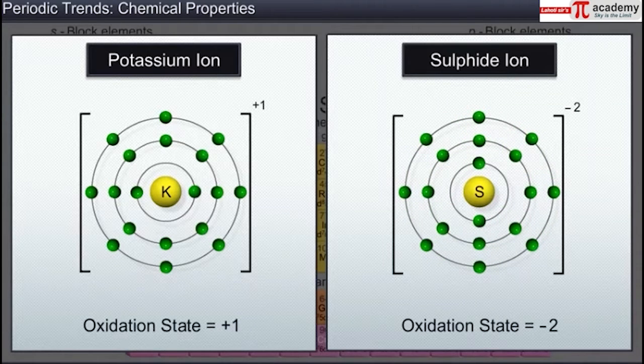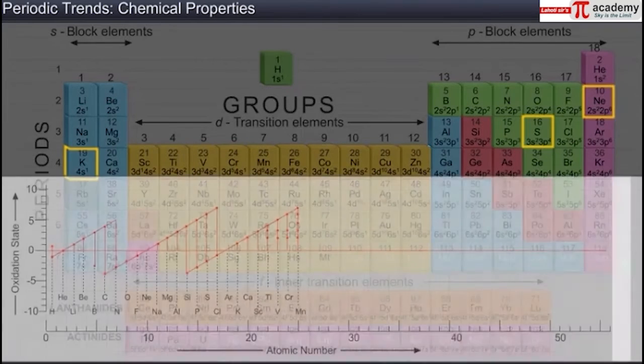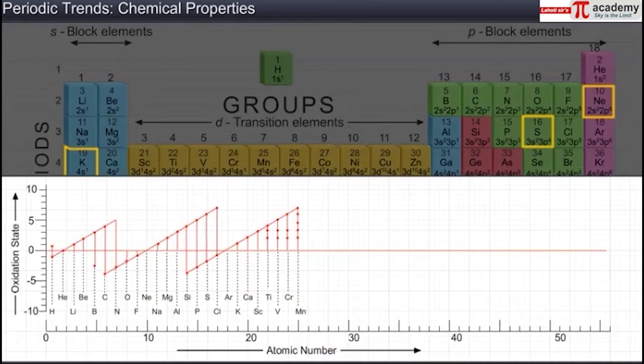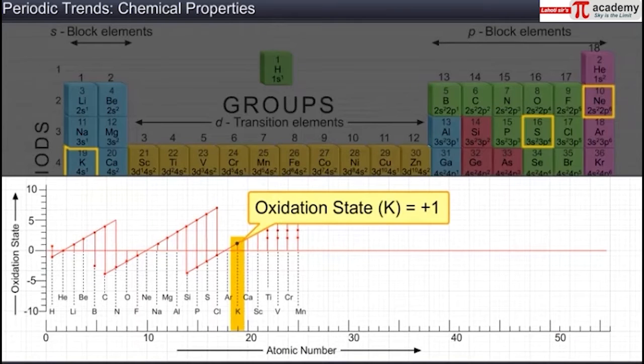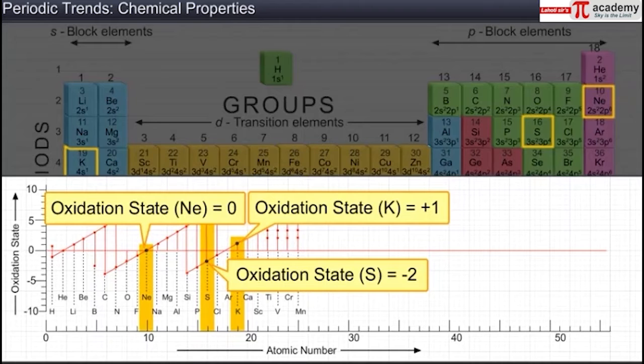So, the oxidation state of a monoatomic ion is equal to the net charge on the ion, positive or negative. The oxidation state of any element in the uncombined form is 0. So, oxidation states are typically represented by integers that assume positive, negative, or 0 values.